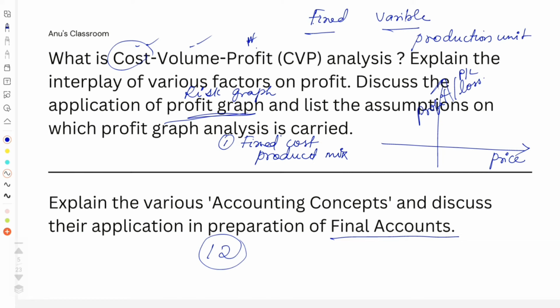Maybe the going concern concept or materiality concept or something like that. Maybe one or two concepts clubbed together you might get, or a single concept alone. So it is very important that you study all these 12 accounting concepts when you go for exams, because almost all question papers I've gone through so far, at least one type of accounting concept they have asked.